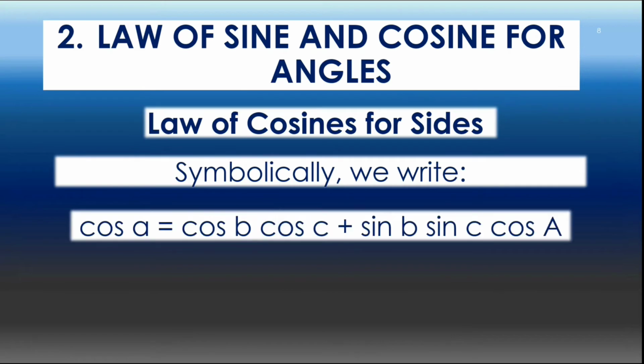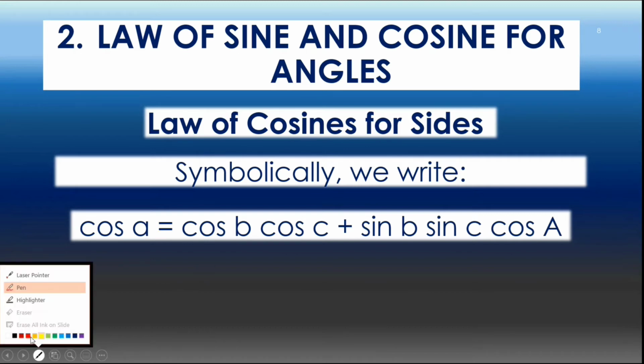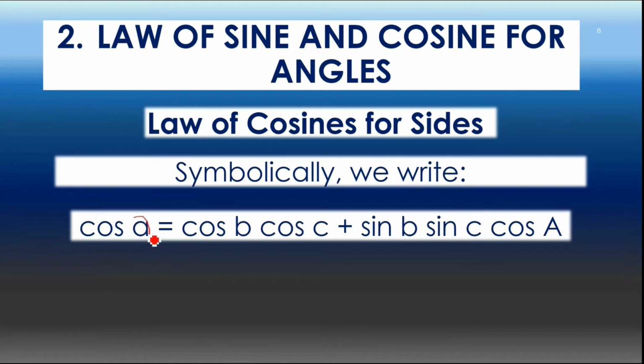Okay, so let us take a look. What will be the formula for this? For the law of cosines for sides, the first formula, as what you can see, we do have the cosine of side A. That is equal to the cosine of the two other sides, B and C, increased by, so we have plus, the product of the sines of the two sides again, B and C, times cosine of the big A. So on the last portion, we do have the big A. This big A is the opposite angle of side A.